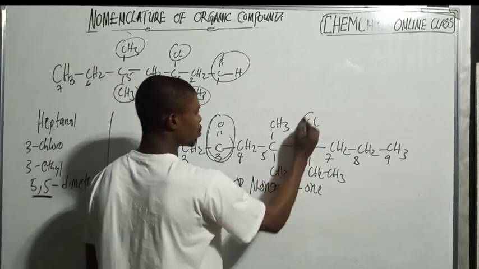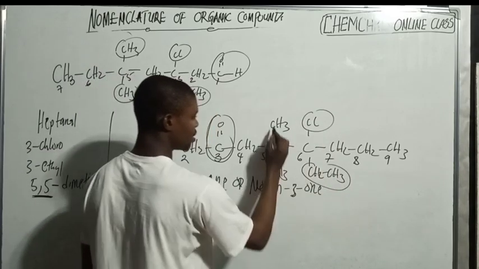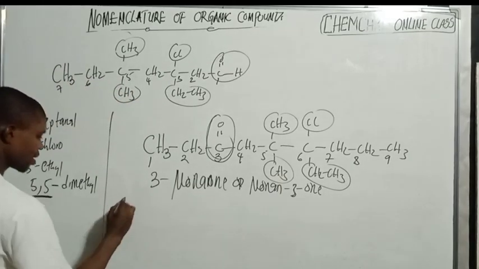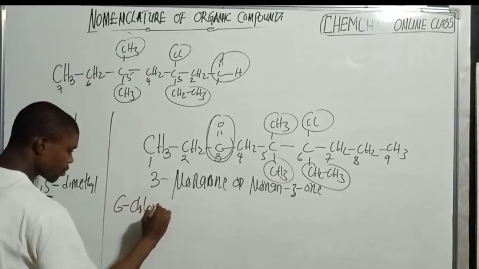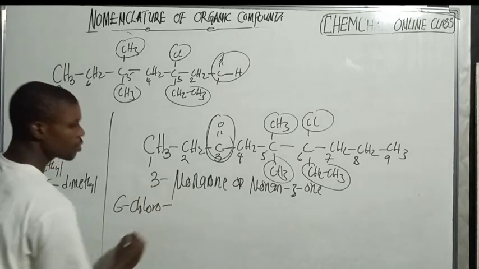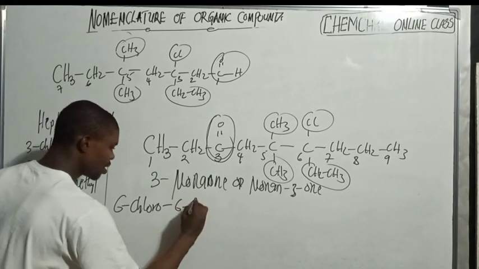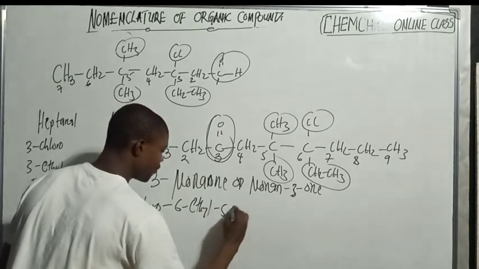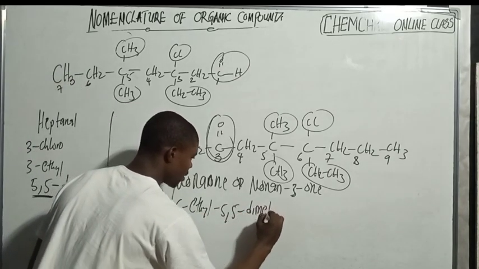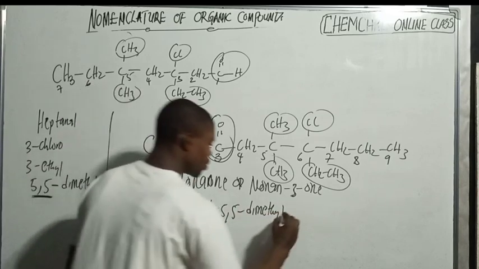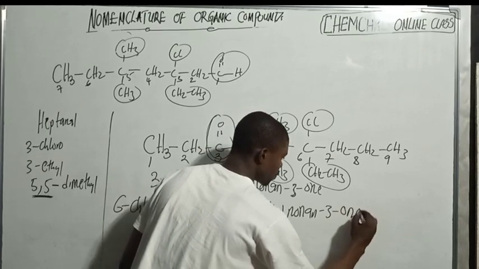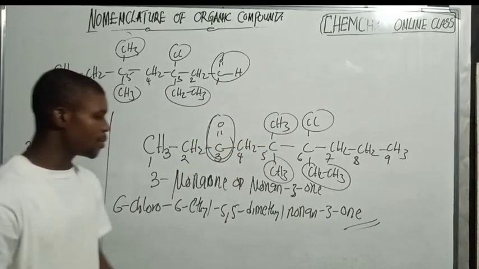So here we have a chloro and ethyl, and the di to methyl groups, right? So it will be 6-chloro, 6-ethyl, 5,5-dimethyl nona-3-one. That is the name of the compound.